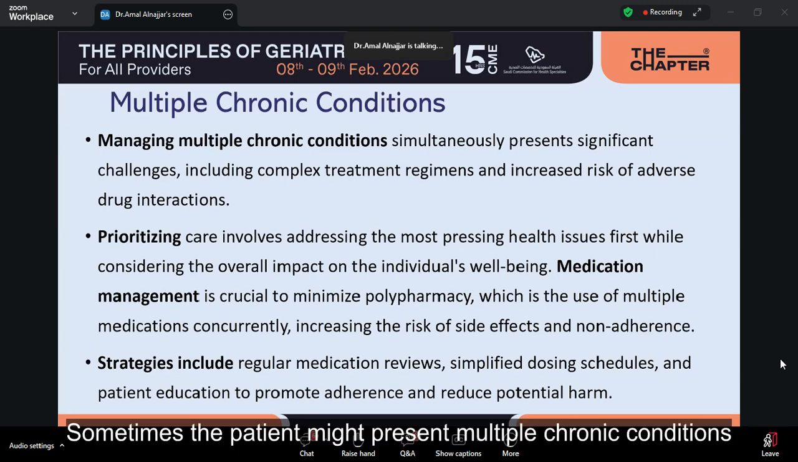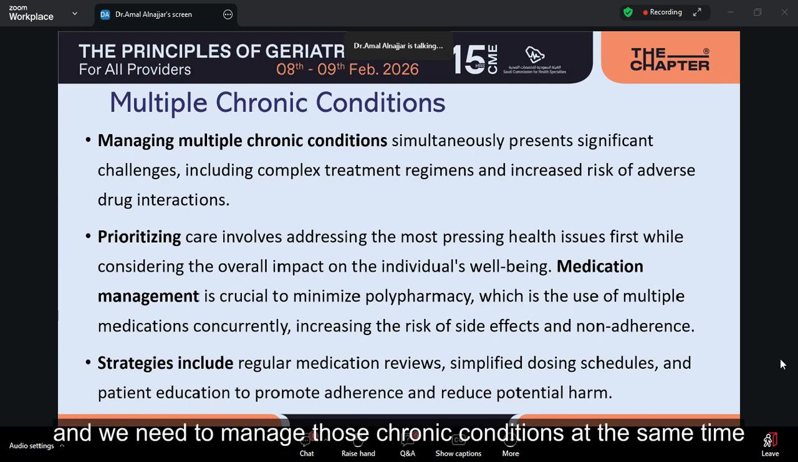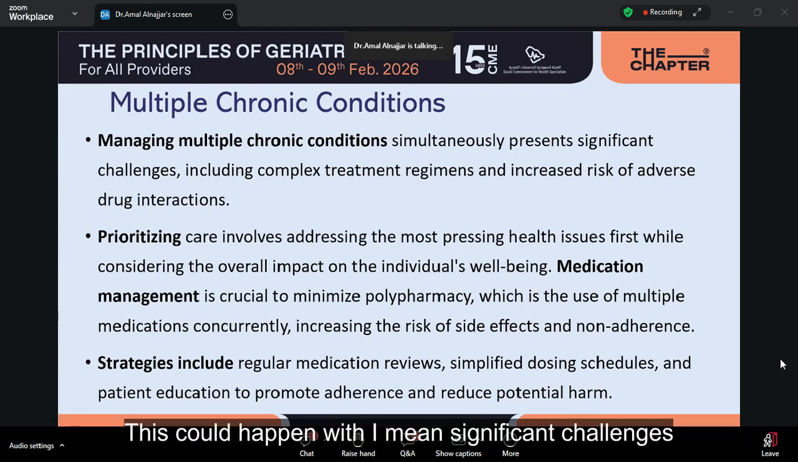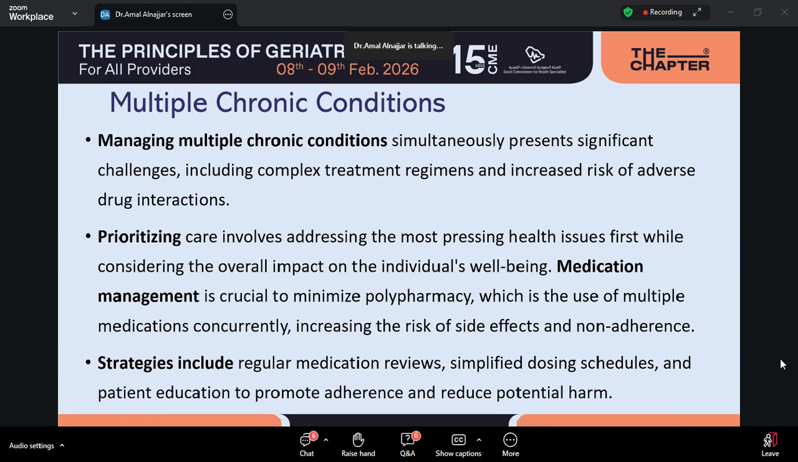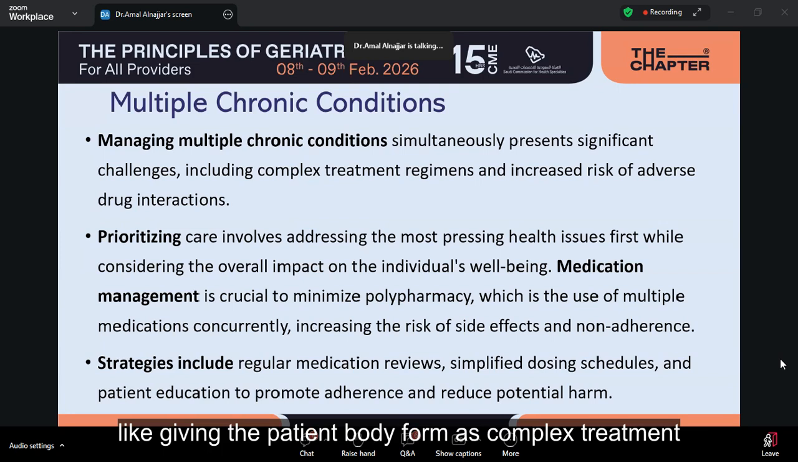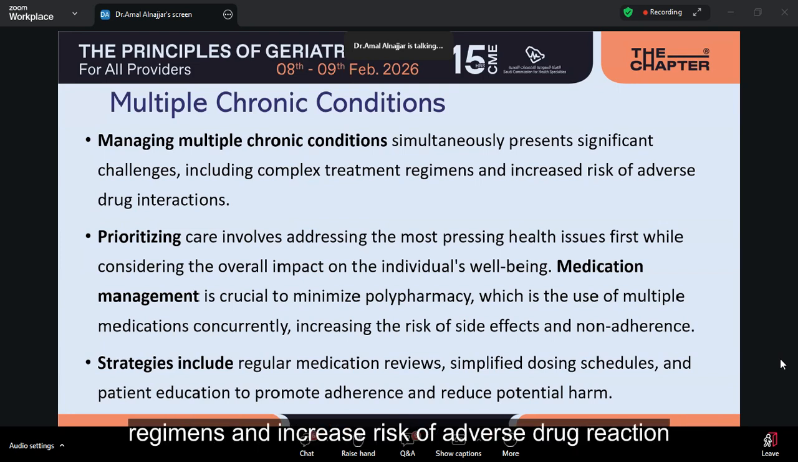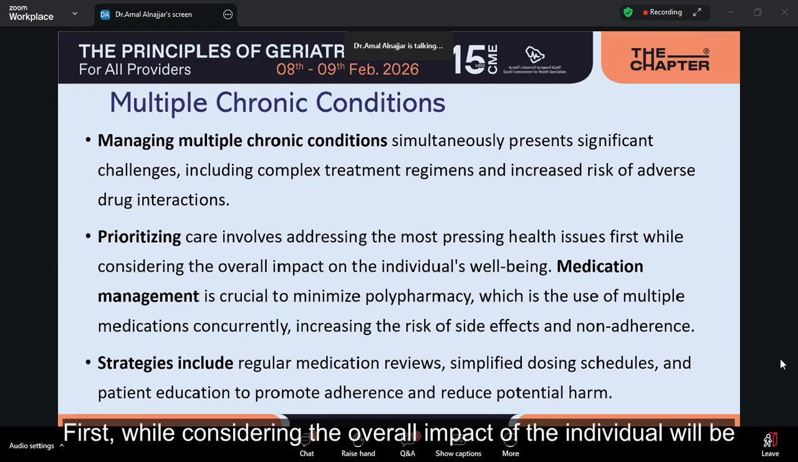Sometimes the patient might present with multiple chronic conditions, and we need to manage those chronic conditions at the same time. This could come with significant challenges, like polypharmacy or complex treatment regimens and an increased risk of adverse drug reactions. Sometimes you need to prioritize the care, addressing the most pressing health issue first, while considering the overall impact on the individual's well-being.